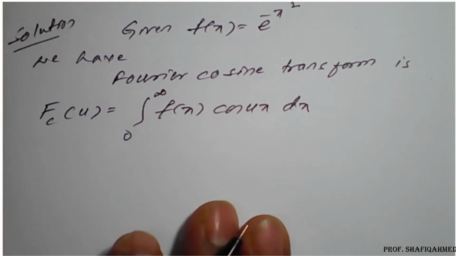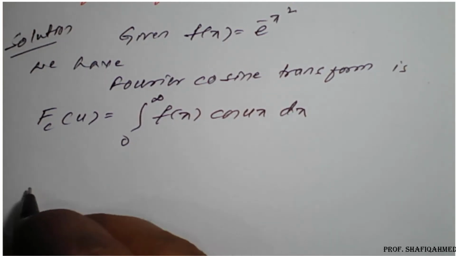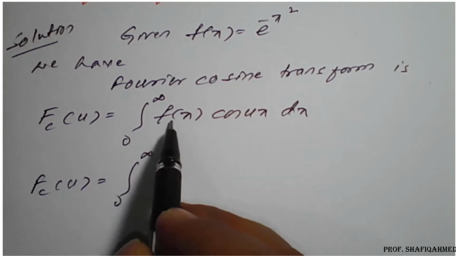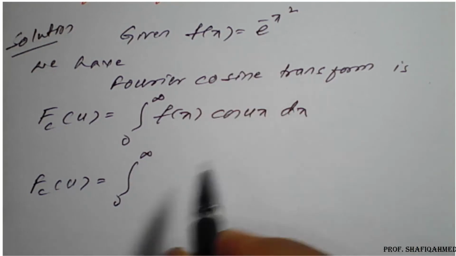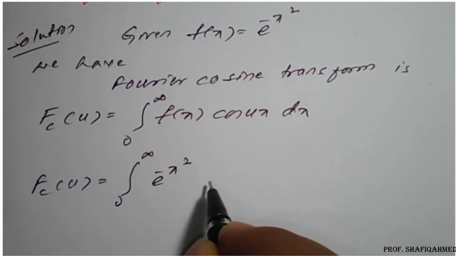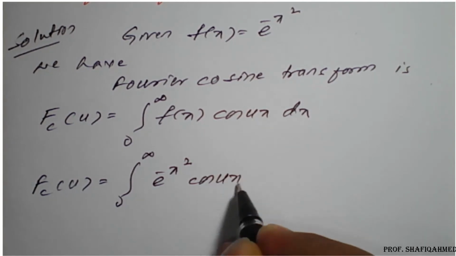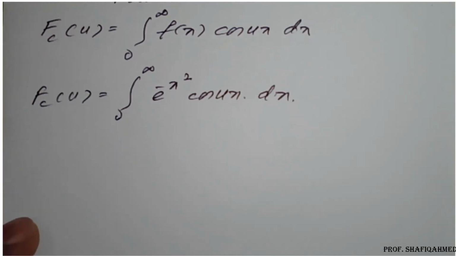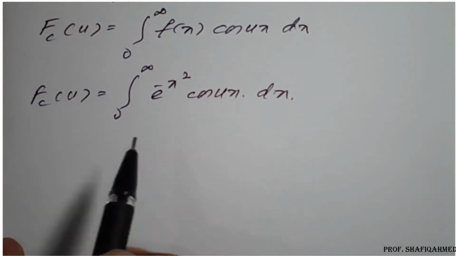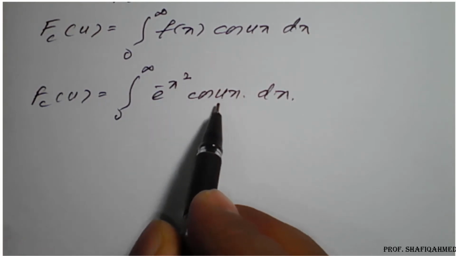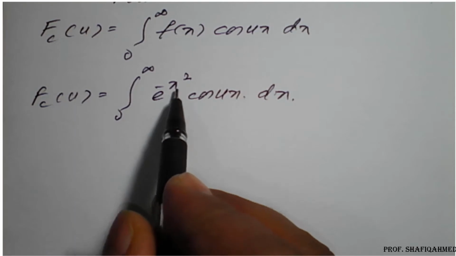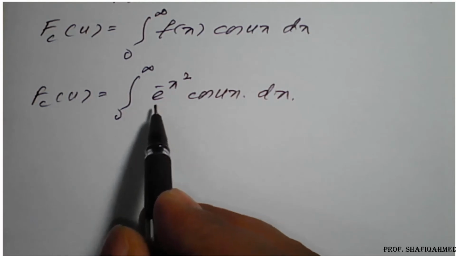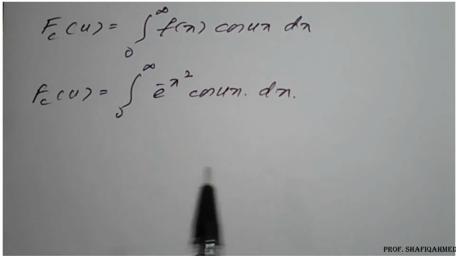So here we will apply the value of f of x. Therefore fc of u is equal to integral 0 to infinity, and this f of x value we replace with e raised to minus x square, then cos of ux dx as it is. But you can observe here we need to integrate this function, that is e raised to minus x square into cos of ux. If it were e raised to x, we could differentiate, but here the differentiation of e raised to minus x square is also continuous.